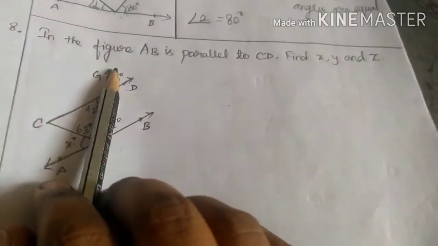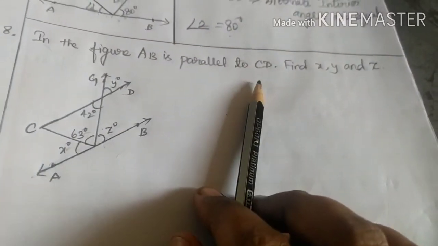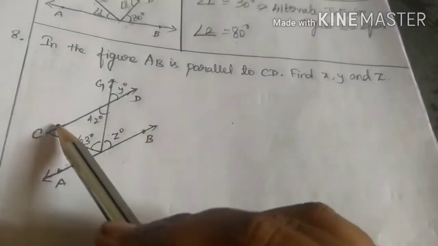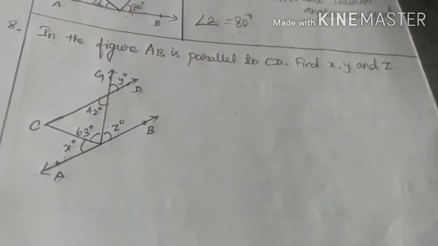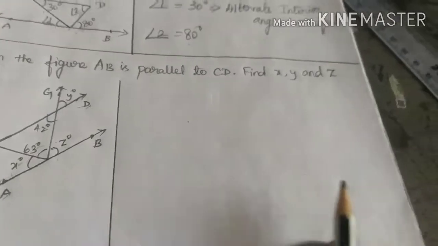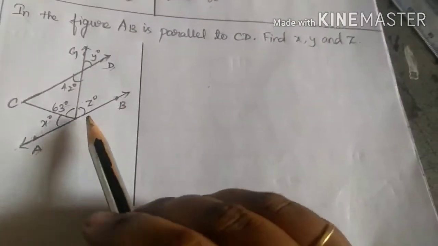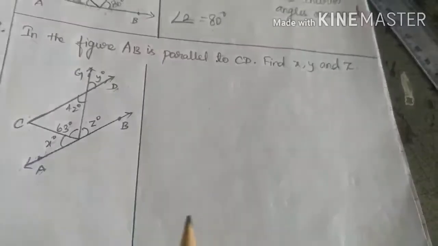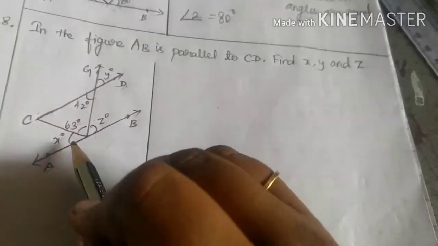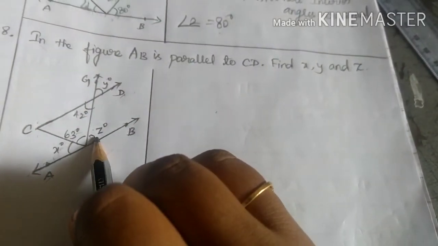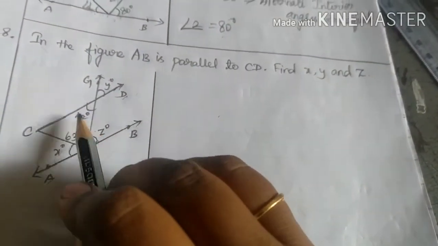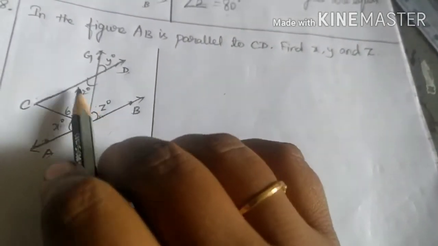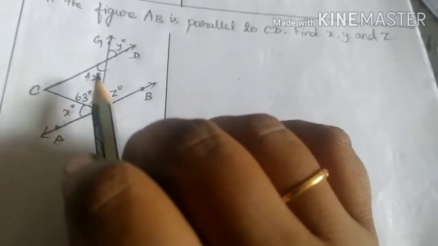Eighth one is, in the figure AB is parallel to CD, find X, Y and Z. Okay va, AB is parallel to CD, find the X, Y, Z they are asking. So in this angle AB is parallel to CD they are given, X value, Y value, Z value we have to find. Look at this children, angle Z is vertically opposite to the angle Z is alternate interior angles.